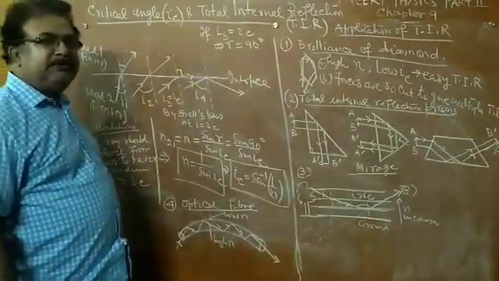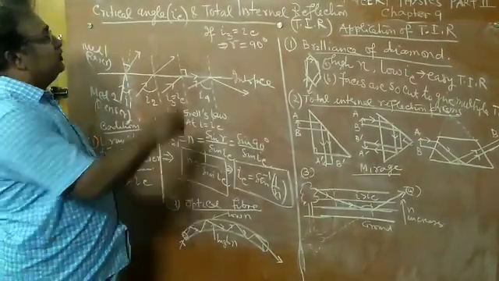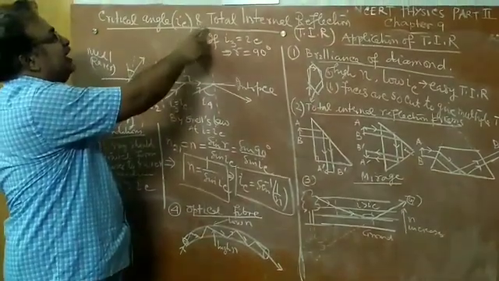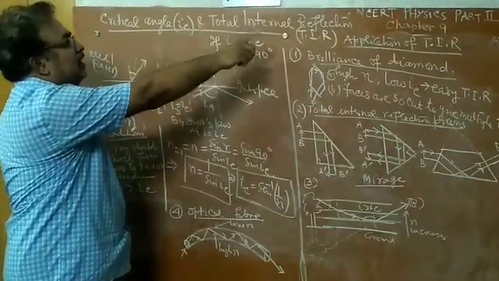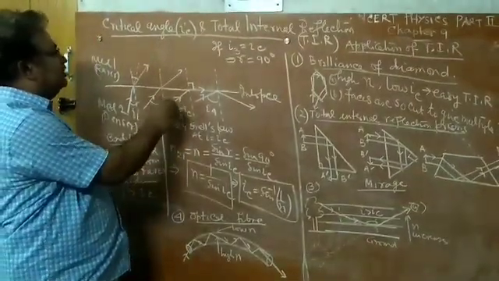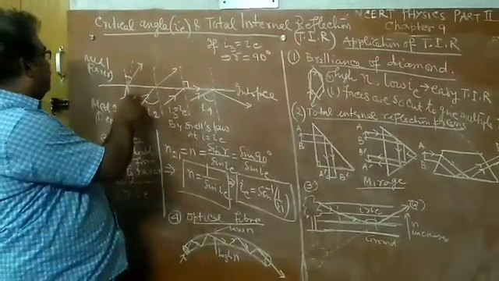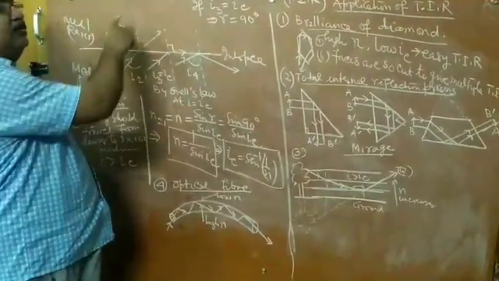Hello, this is the fifth video lecture on ray optics and optical instruments. In this lecture we'll discuss critical angle, denoted by IC, and total internal reflection, short form TIR. Now I have taken the second case in Snell's law, when a light ray is traveling from a denser medium to a rarer medium.